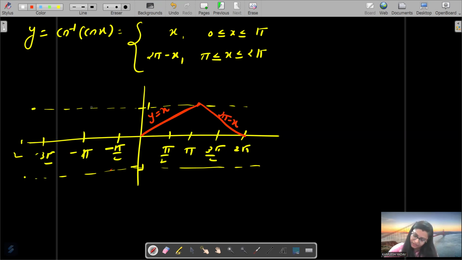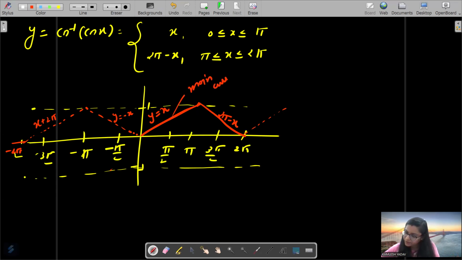Okay, then we go for the left side, like the dotted part. So this is y is equal to minus x, and we go to minus 2 pi. So this point x plus 2 pi, okay, 2 pi minus x, and repeated. So this is the main curve and this is the repeated curve. Understood? So this is the graph of cos inverse of cos x.